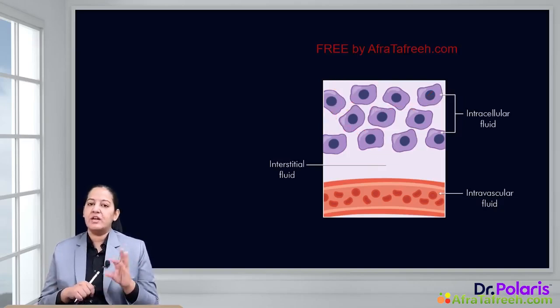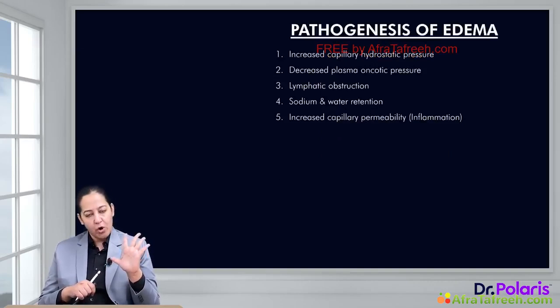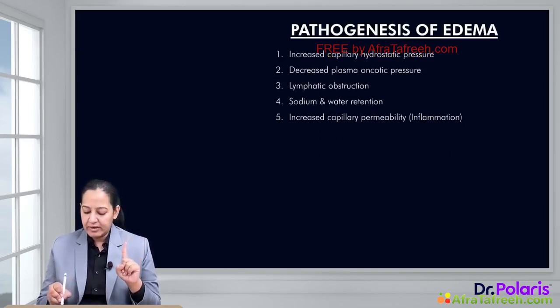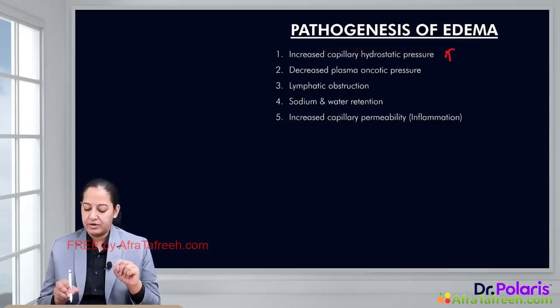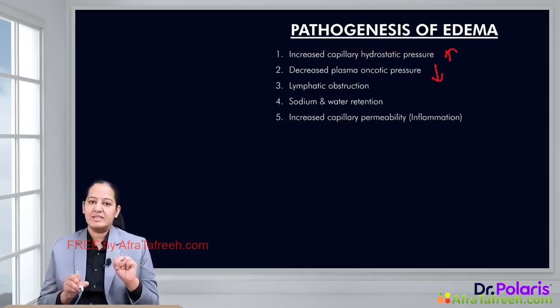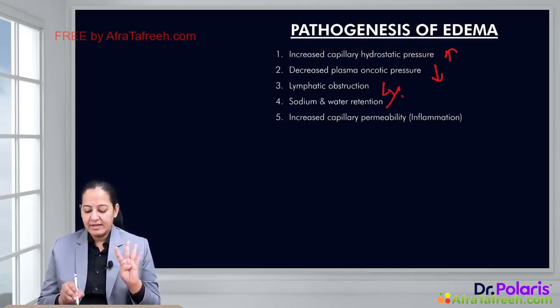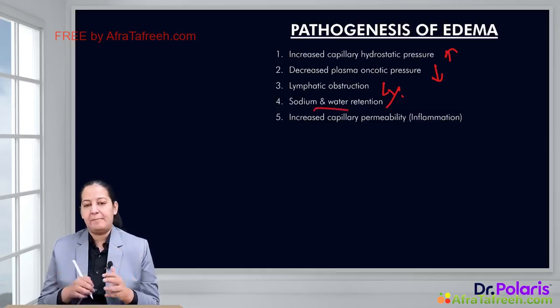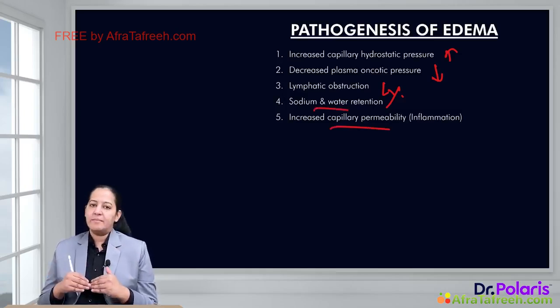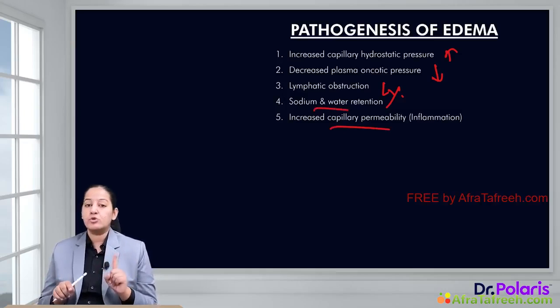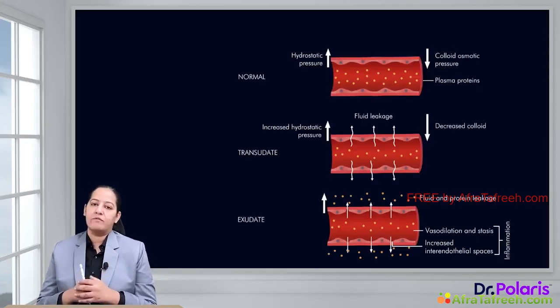What is the pathogenesis of edema? There are 5 causes of edema. Either increase in hydrostatic pressure, that is outward pressure, or decrease in oncotic pressure, that is inward pressure, or lymphatic obstruction, where the drainage channels are obstructed. Then sodium water retention and increased capillary permeability. For each of them, I have enumerated examples. You must quote the examples for each of them along with the diagrams.